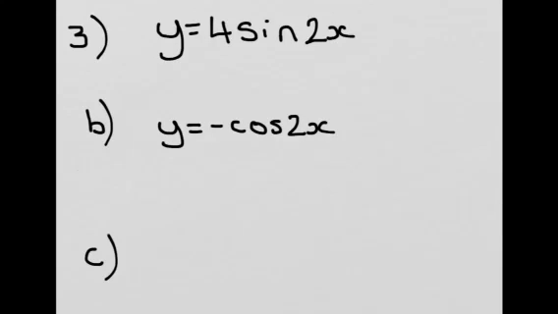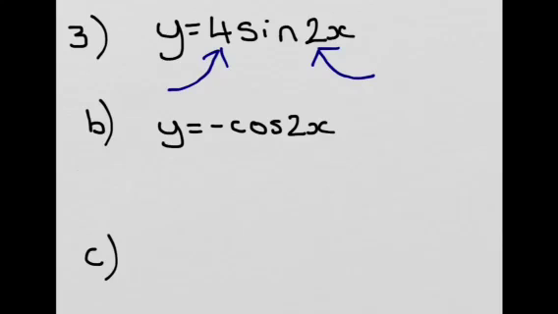In question 3 we're looking to sketch the graph y equals 4 sine 2x and y equals minus cos 2x. Now remember that the number in front of the function is the amplitude. That tells you how high it goes and how low it goes from the middle. The number in front of the x is the number of waves in 360 degrees. So the 4 is the amplitude and the 2 is the amount of waves in 360 degrees. That's the same for part B.